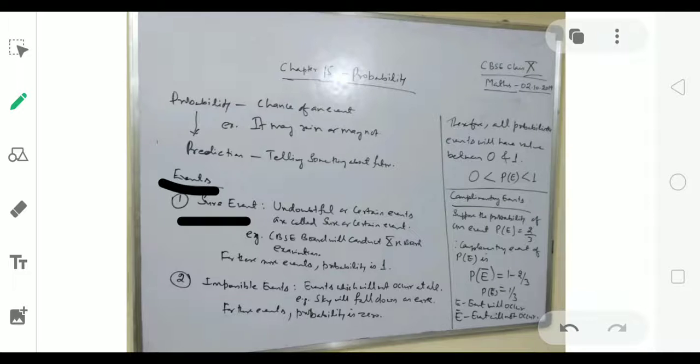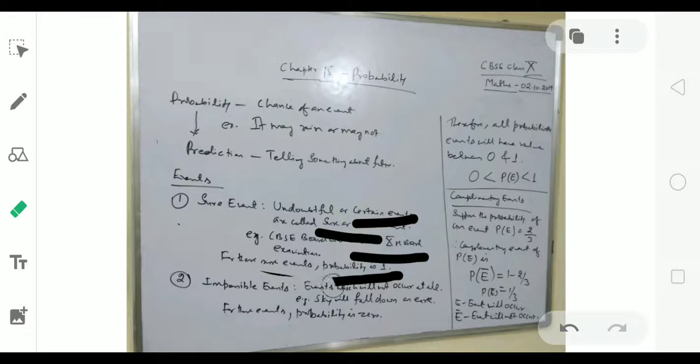Suppose if you have attempted any question with confidence, you are damn sure that you will be getting full marks in that particular question. So in that type of cases where you are damn sure that this particular event is happening compulsorily, then that will be called as sure event, means undoubtful or certain events. So sure event is also called as certain event. Okay, so this is called sure event, and we can say that the probability of these sure events is equal to 1. Probability of this sure event is equal to 1. Okay, so it is equal to 1.